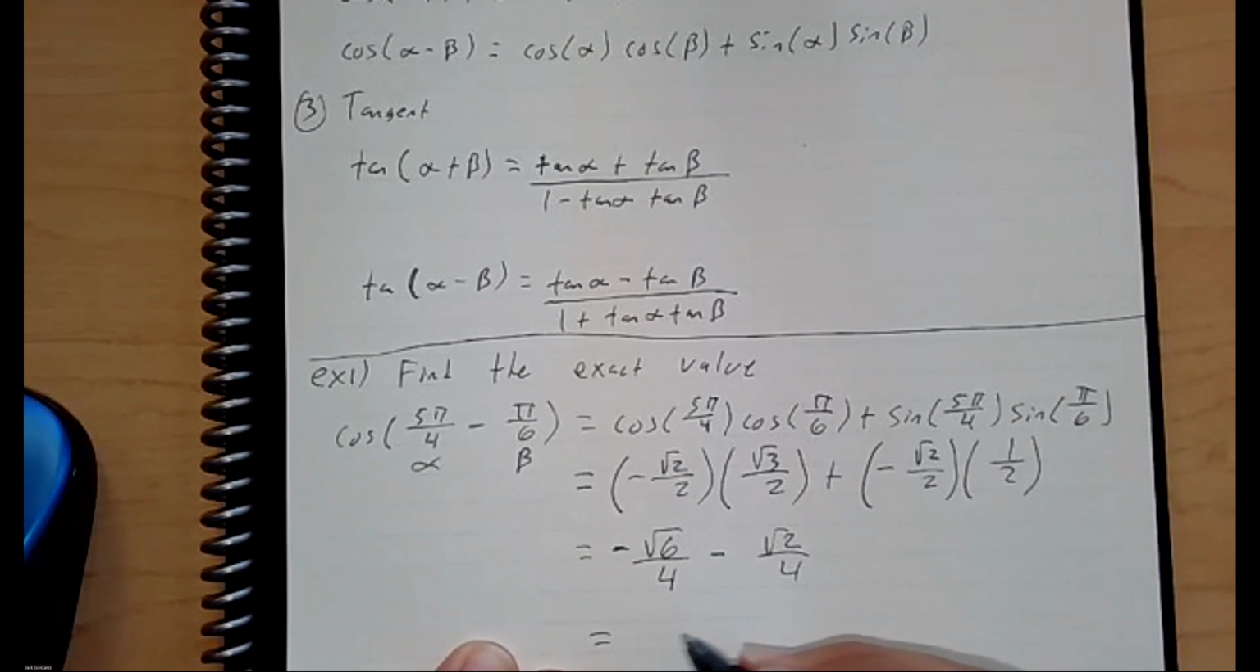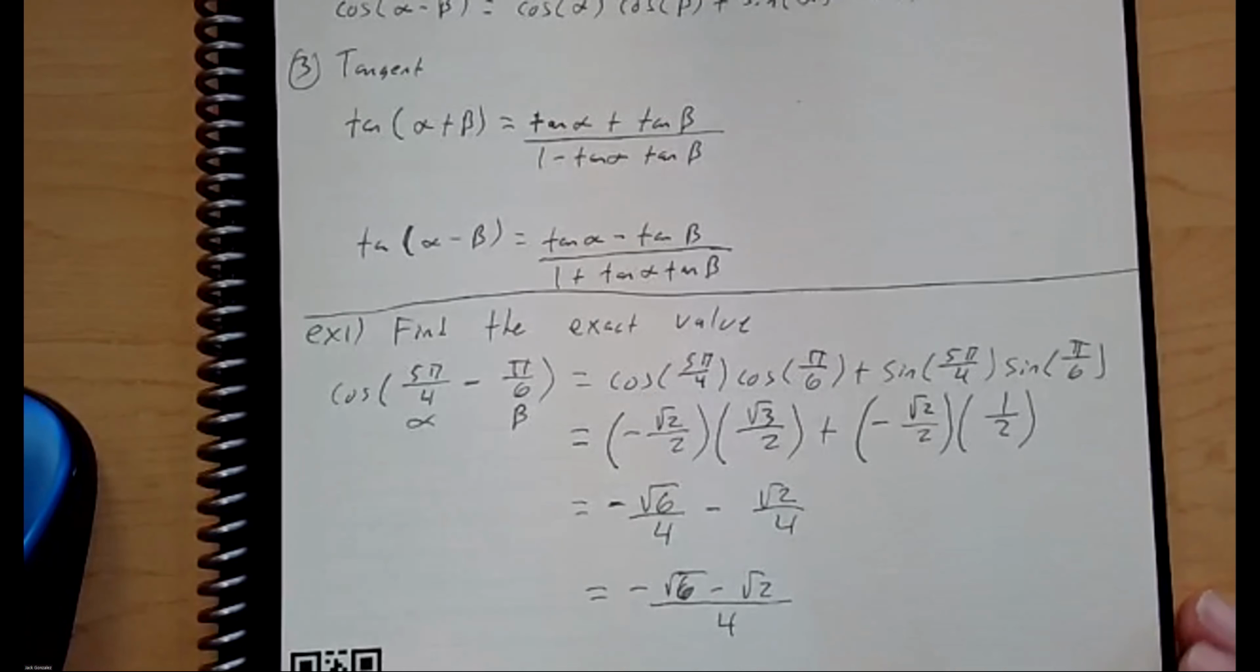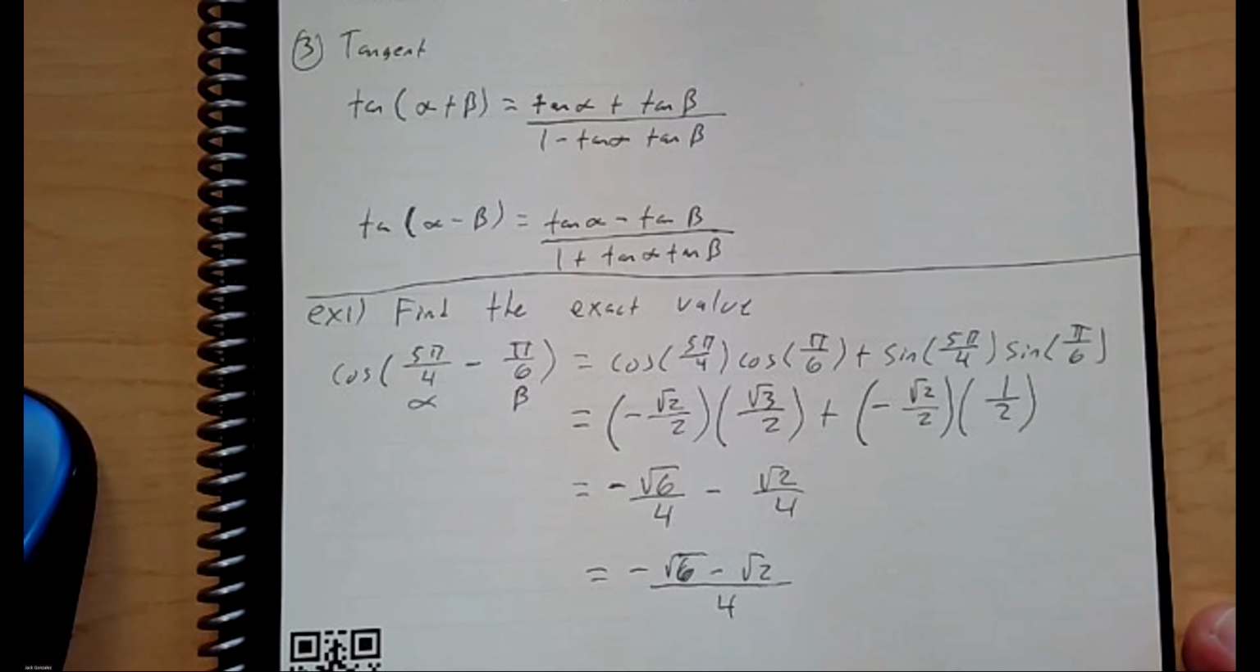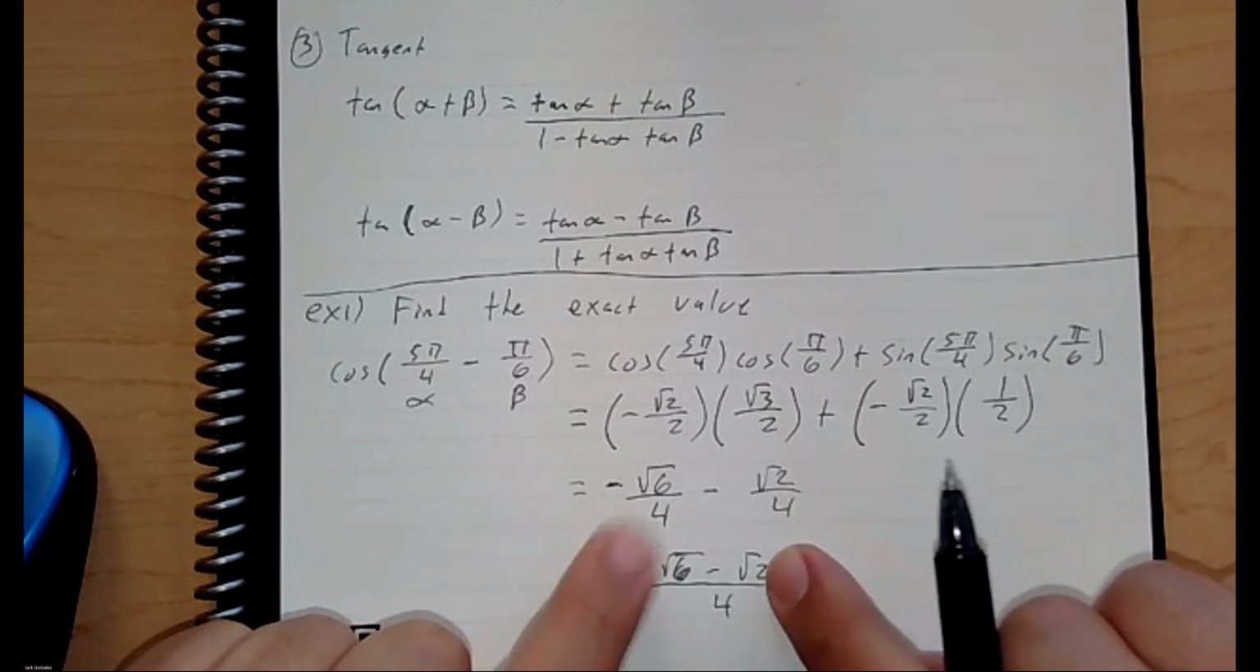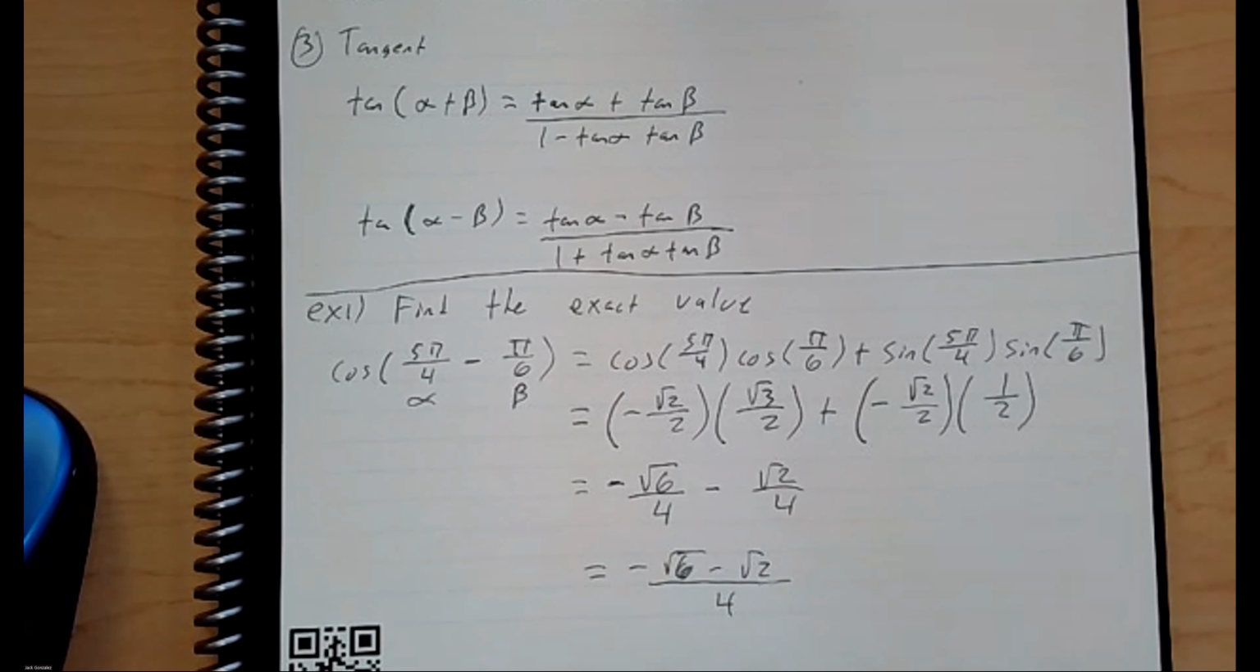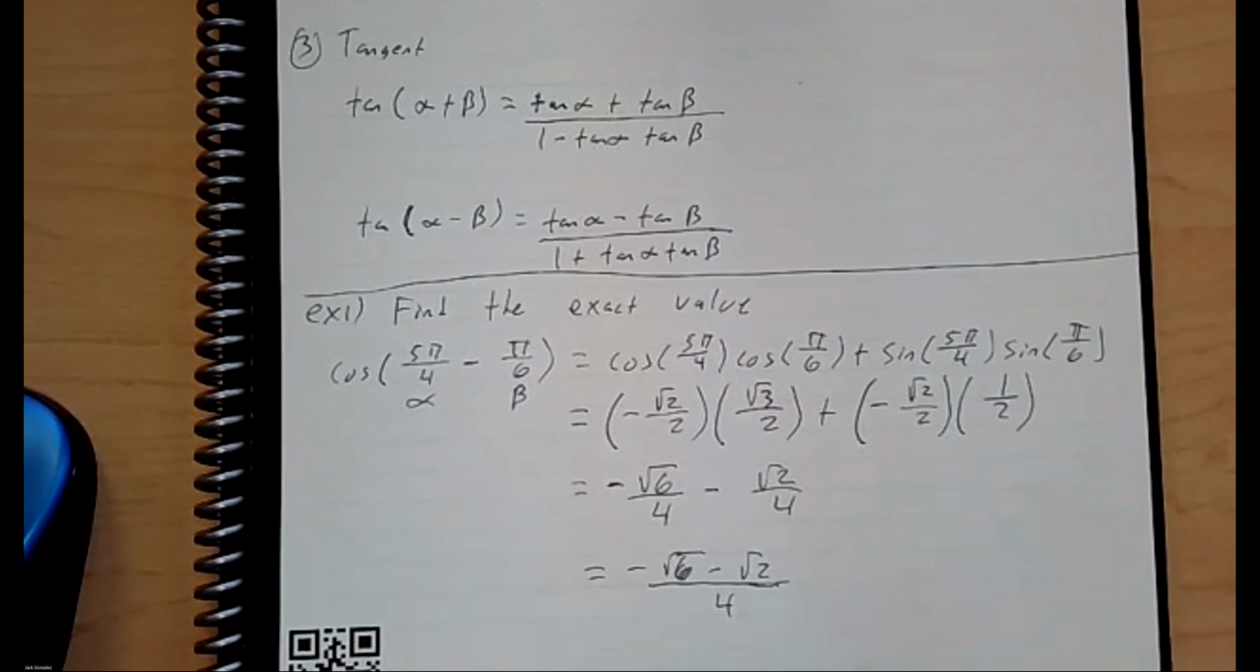Luckily, it's the same denominator, so you're going to get negative root 6 minus root 2 over 4. This is not going to combine, right? To combine radicals, they have to be exactly the same. Like if you had root 2 plus 2 root 2's, then you'd have 3 of them. But these are not the same type. This is an apple and an orange. Just leave it alone. Don't let it bother you. You're done. Any questions on number 1?